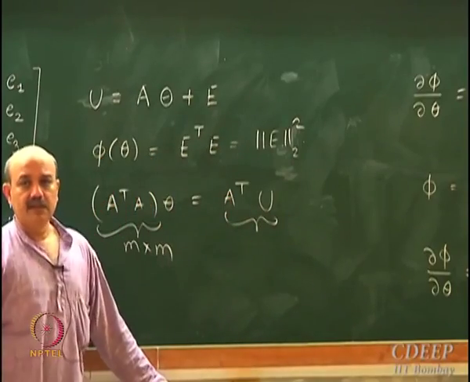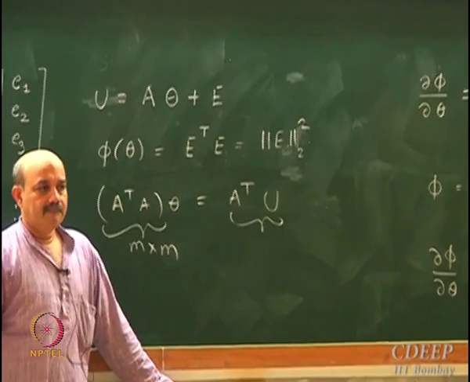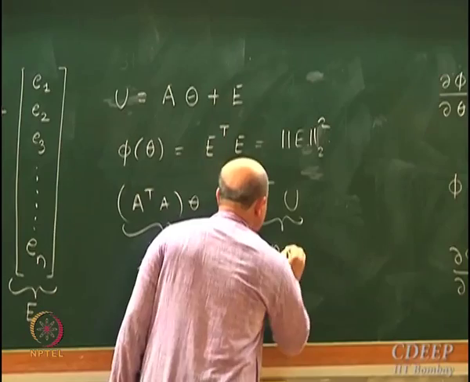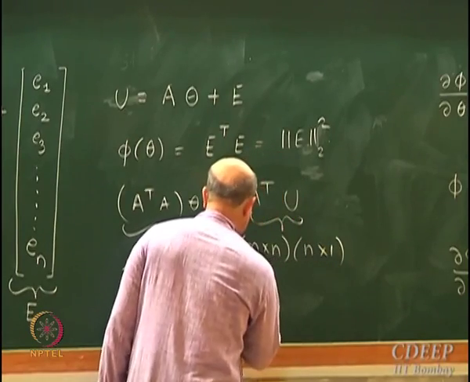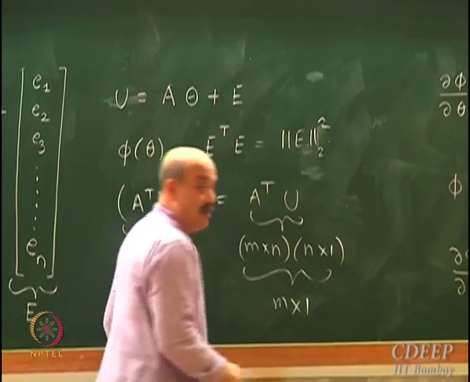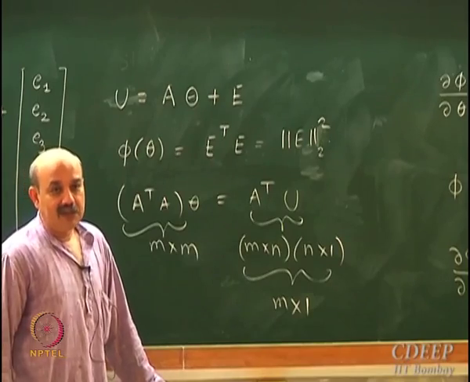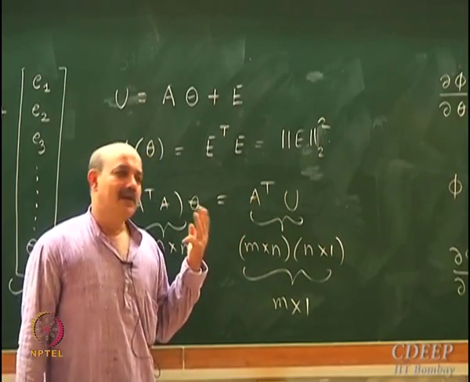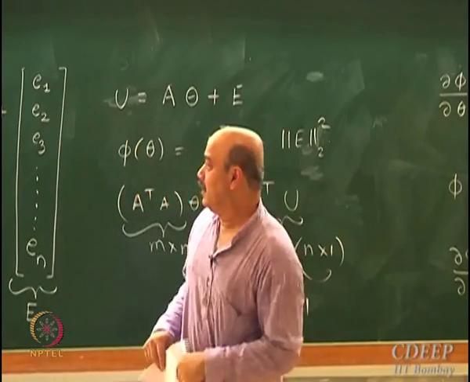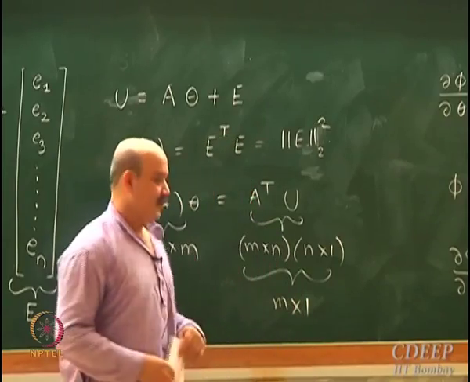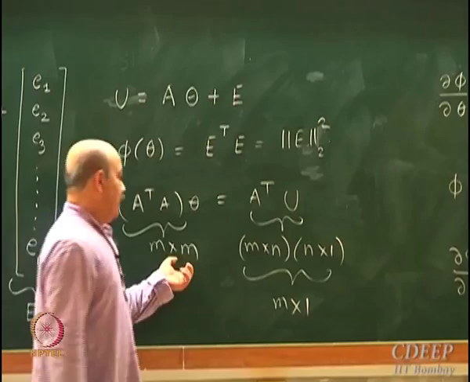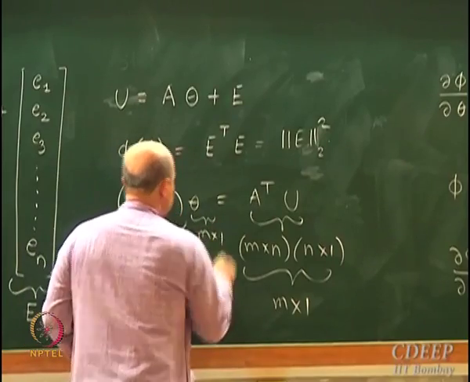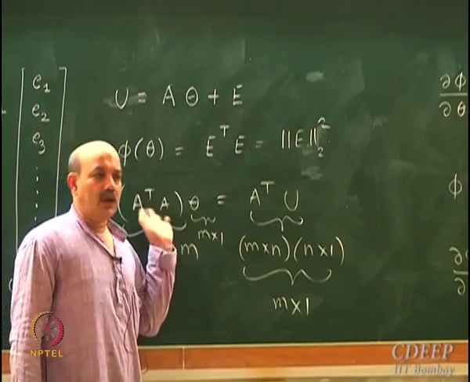What is the dimension of this matrix? A transpose is m cross n, into n cross 1, so this is m cross 1. So finally you are getting an equation with a 3 cross 3 matrix. How many equations did you want? In this particular case, we wanted 3 equations, and we have those 3 equations now. This is m equations in m unknowns. I solve this problem.